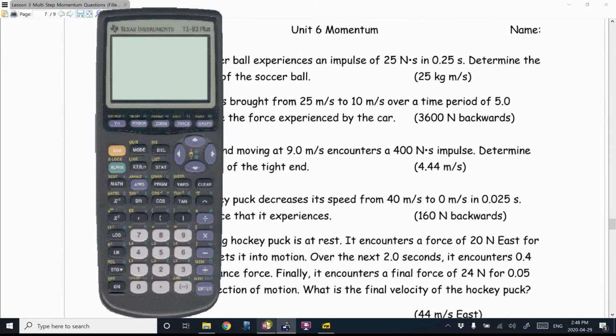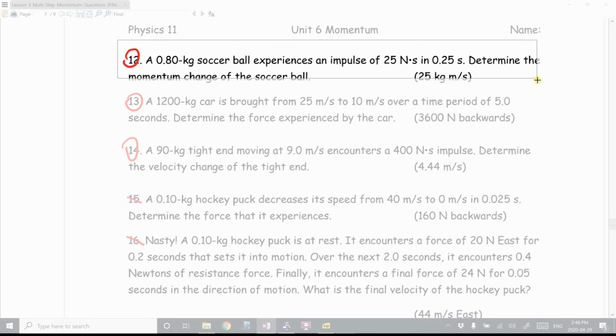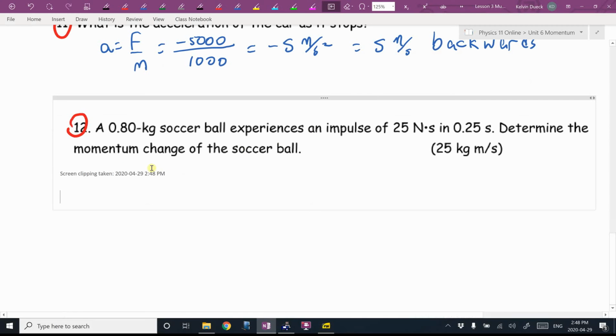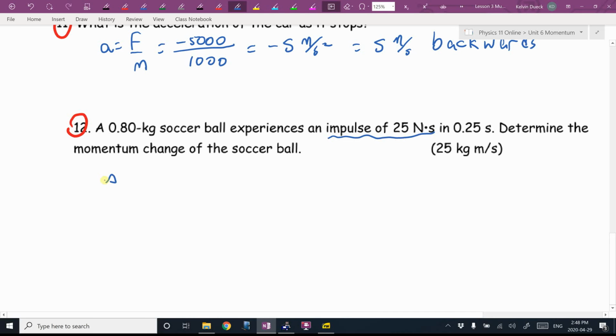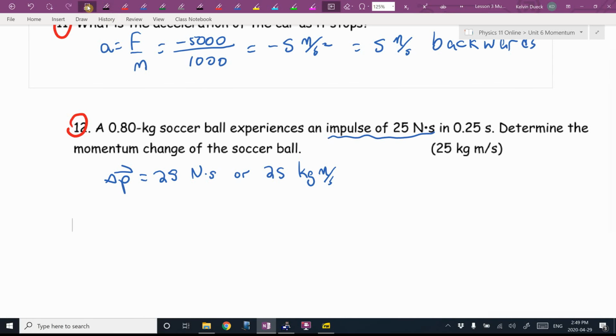Number 12. Oh, wrong button. Determine the momentum change of the soccer ball. This is a trick question because impulse is the same as momentum change. So the fact that they gave me the impulse of 25 newton seconds means the change in momentum is 25 newton seconds. Or you could say 25 kilogram meters per second, because those units are interchangeable.